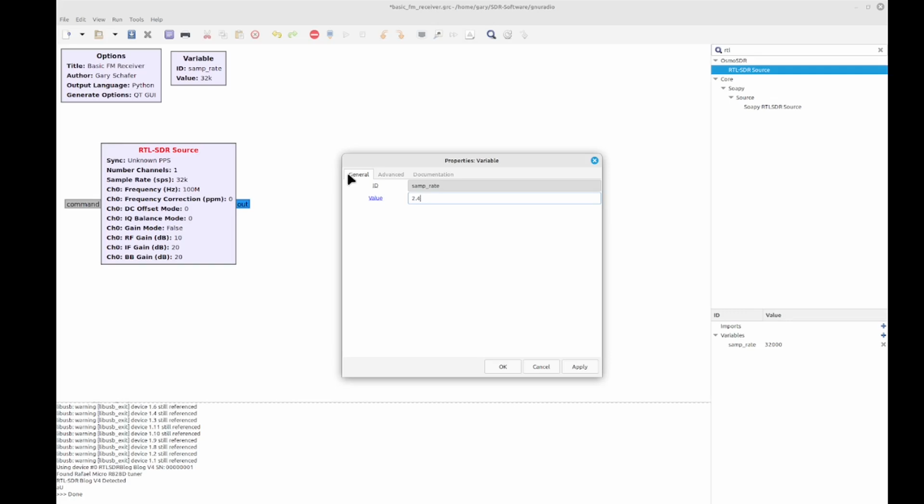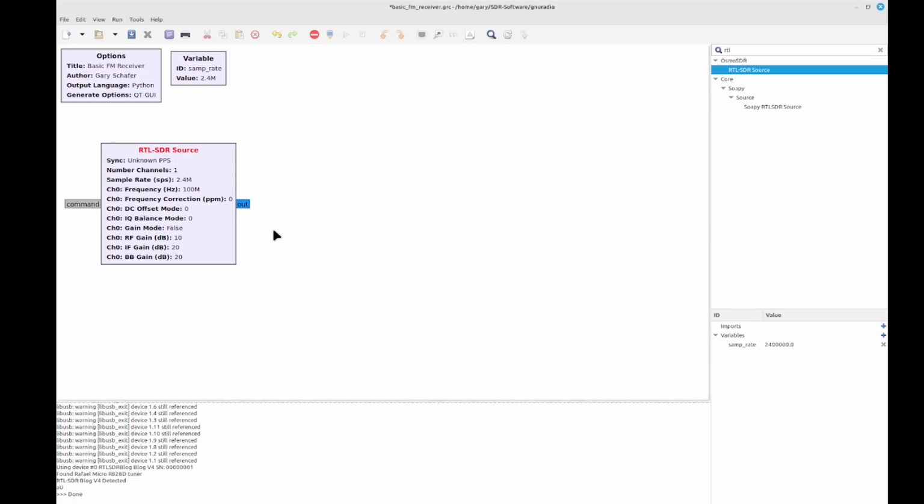Now, I've actually seen it where some people will do times 10, and then the exponent is star star, which would be the same thing. I just find it's easier to say 2.4E6. So I've now set it to 2.4 megahertz, or 2.4 million, and you notice that when I go ahead and close that up, it says 2.4 capital M. That means meg. So I've now set this to 2.4 meg. It's starting with a channel frequency of 100 megahertz, which is right in the middle of the FM broadcast band.